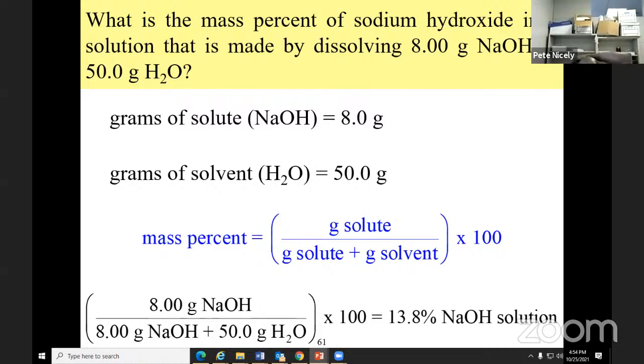Okay, the next example I think I have lined up. Okay, why is this not moving?